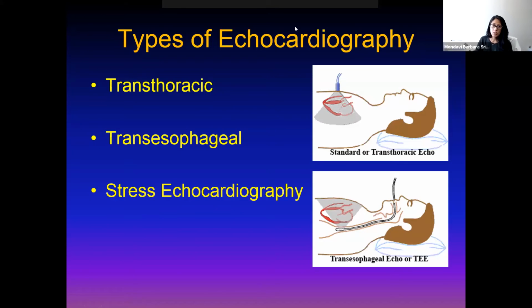It's thought that transthoracic gives you better information about the anterior structures of the heart, so the right ventricle, whereas transesophageal echo gives us better information about the posterior structures of the heart, such as the left atrium. And stress echo we already talked about.